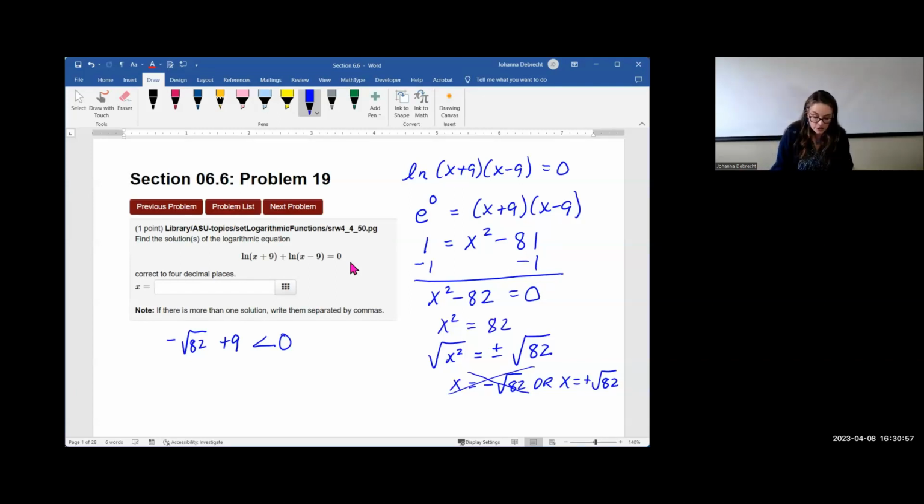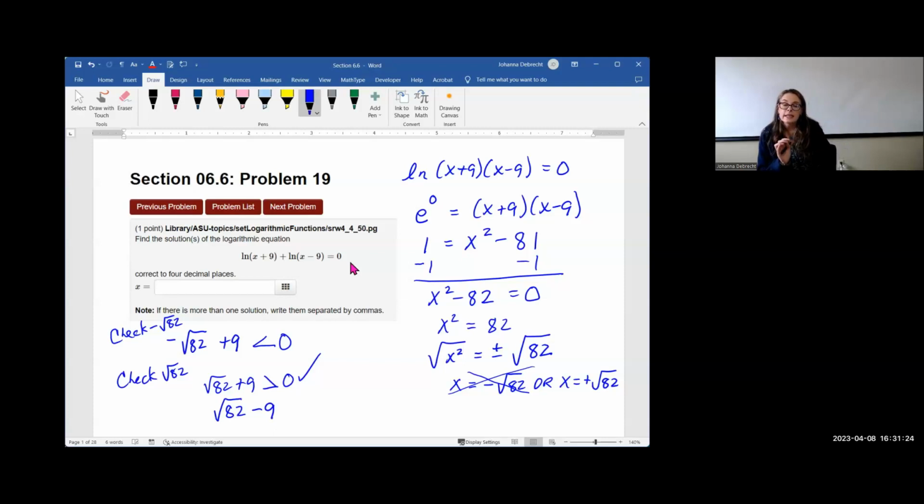Try the square root of 82, and this time we have to check in both. If I take the square root of 82 and I add 9, well, it's a positive plus a positive, so it's definitely positive. The only one that worries me is the square root of 82 minus 9, but 82 is bigger than 81, so the square root is larger than 9. So it's going to be very small, but still positive. So it does work, and we get one solution.